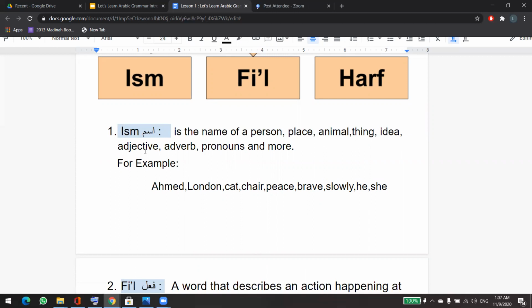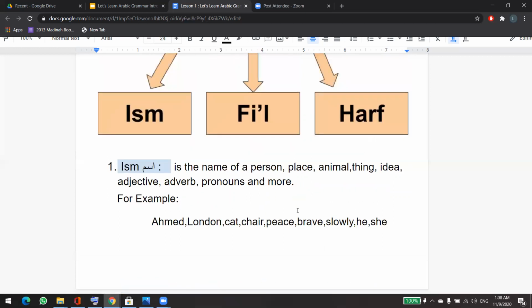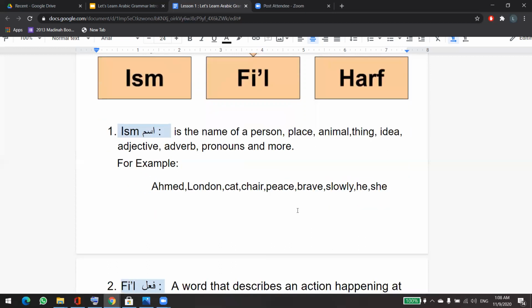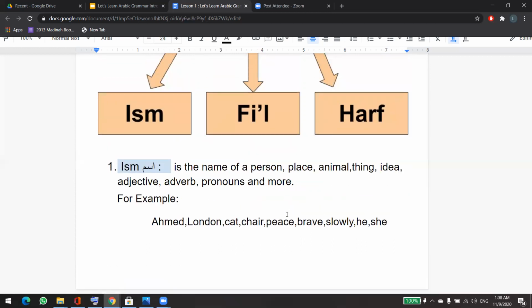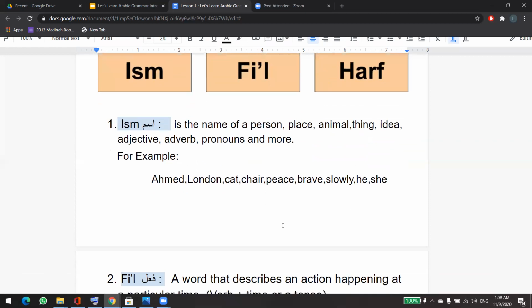These are the examples in English. So ism can be the name of any person, or the name of a thing, or the name of an idea, and all adjectives, adverbs, and pronouns are also included. So this is the definition of ism. Let's come to the definition of fail.